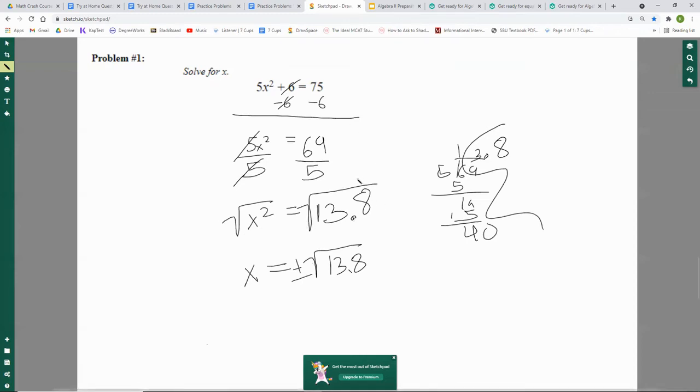This problem is a bit different. I just mixed up the numbers, so it doesn't turn out to be a perfect number that we can do a square root of off the top of our head. I believe if we use the calculator really quick, it's going to turn out between 3 and 4, so it's going to be a 3 point something decimal. How I do this approximation is I understand that 3 times 3 is 9, and 4 times 4 is 16, and this 13.8 is between 9 and 16, so that can give me a general ballpark.